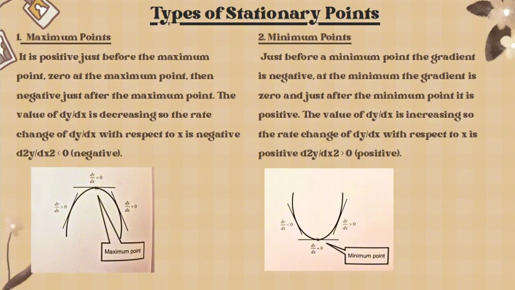And the second one is minimum points. Just before a minimum point, the gradient is negative. At the minimum, the gradient is zero, and just after the minimum point, it is positive. The value of dy/dx is increasing, so the rate of change of dy/dx with respect to x is positive. d²y/dx² is positive, as you can see in the pictures: maximum point and minimum point.